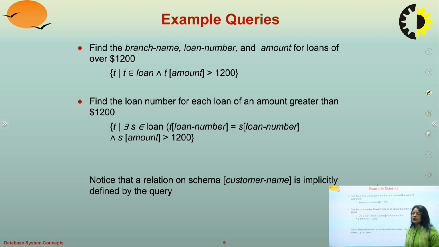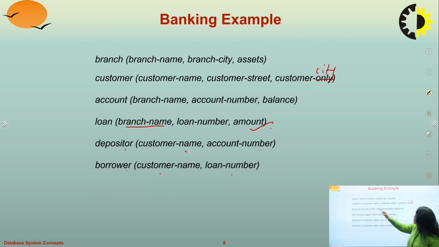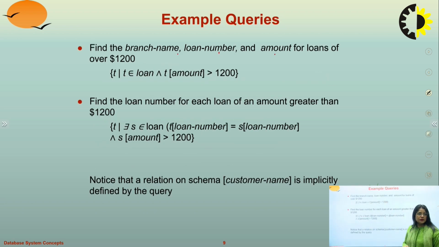Now we'll form the query. Like the first query: find the branch name, loan number and amount for loans over $1,200. As we can see here, branch name, loan number and amount, all 3 attributes are required here. So we need not take another tuple variable here. We will take this T and describe the information on this T only, because the whole tuple is required.